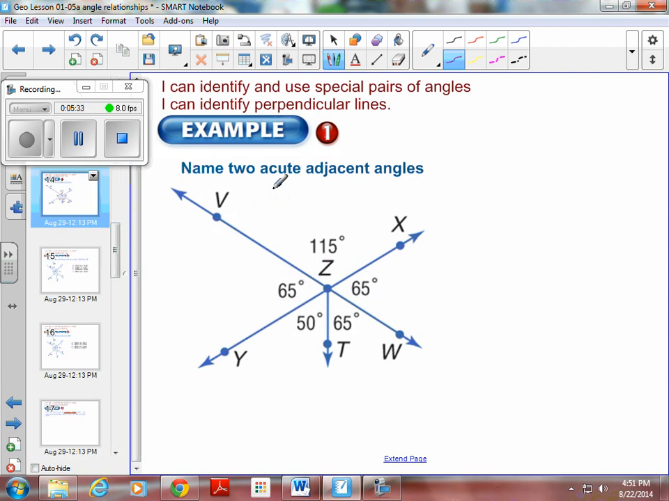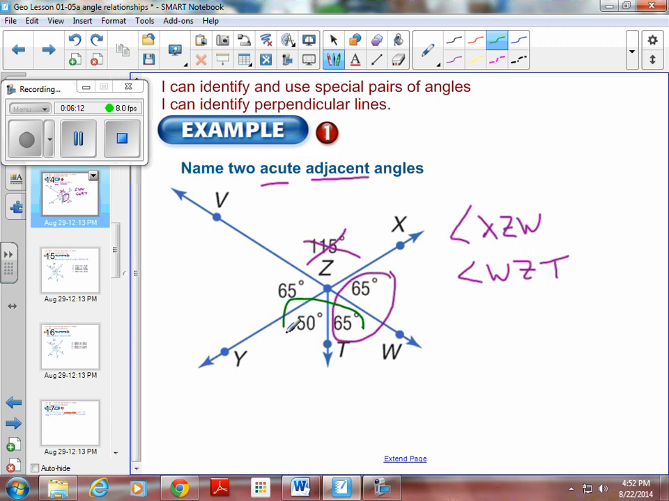And how about naming two acute adjacent angles? Acute means less than 90, adjacent means next to. So you want two angles less than 90 that are next to each other. The 115 is out, that's greater than 90. So you can pick any of the rest as long as they're next to each other. These two are next to each other and both are less than 90. So you could say angle XZW and angle WZT. You could also grab these two, a pair of acute adjacent angles. That would be WZT and TZY.